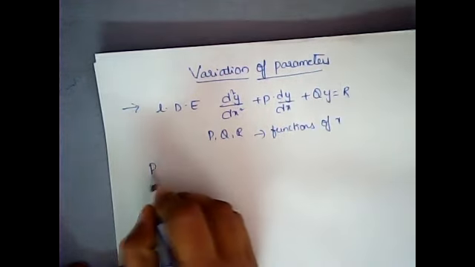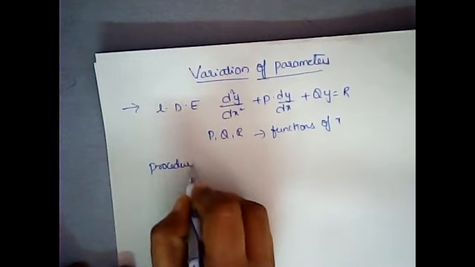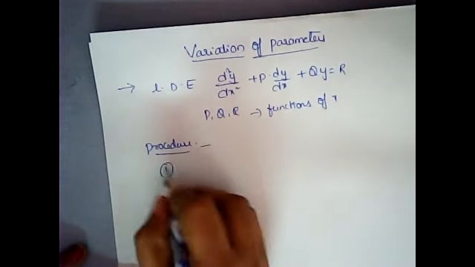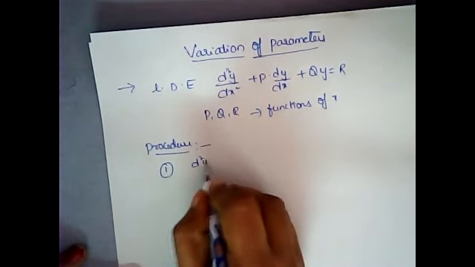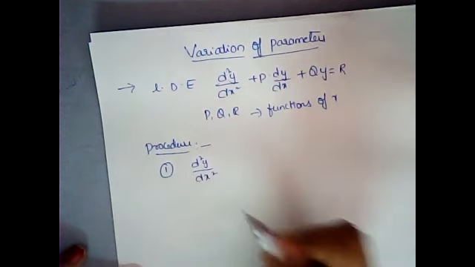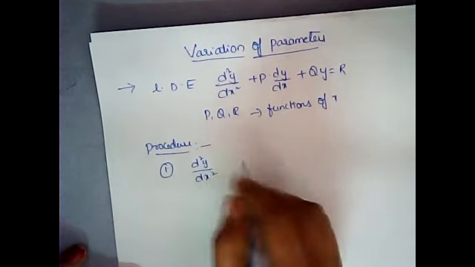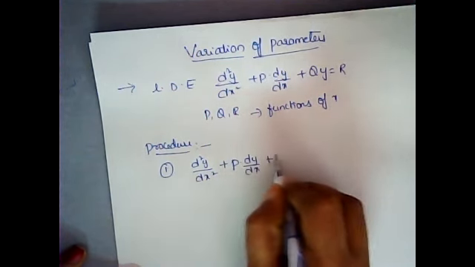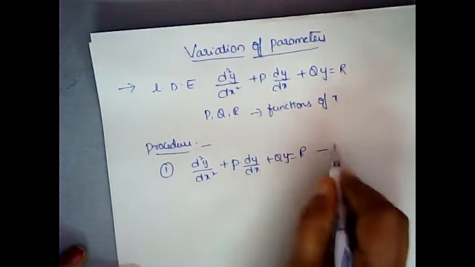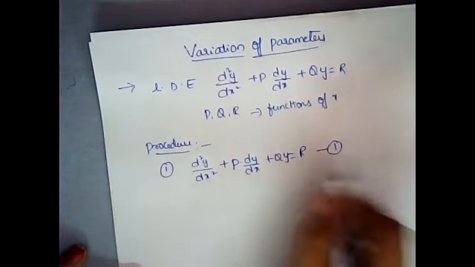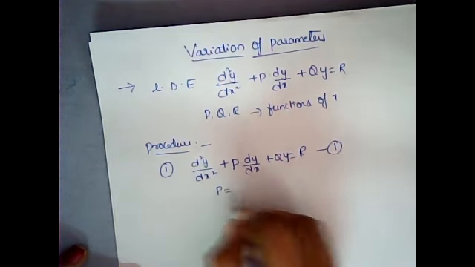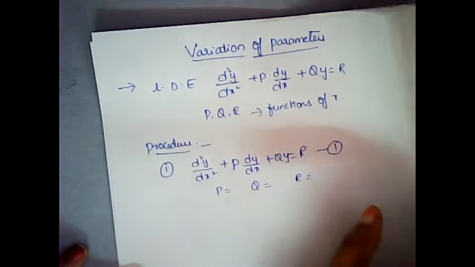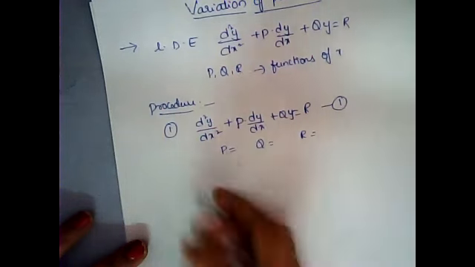Now let us see how to solve the problems of variation of parameters. Let us see the procedure of it. So first, the given equation will be in the form of, and if it is not given in that form, you need to reduce it into the form d square y by dx square plus p into dy by dx plus qy is equal to r here. Let me take it as equation 1. From this equation 1, we will get what is p here, what is q here, and what is r here.